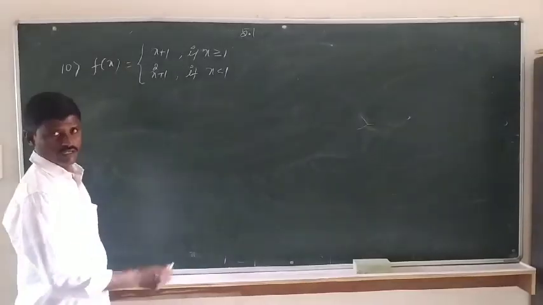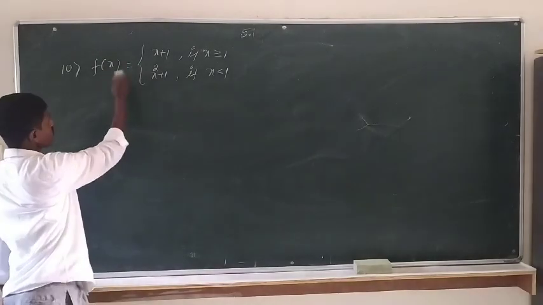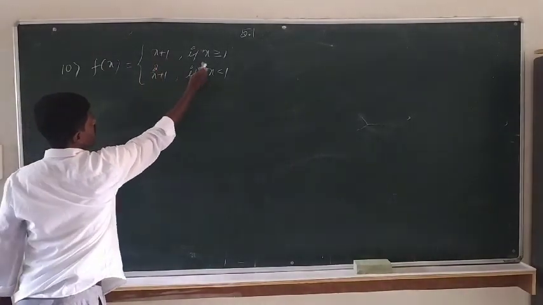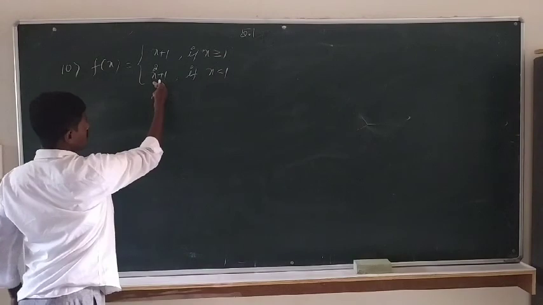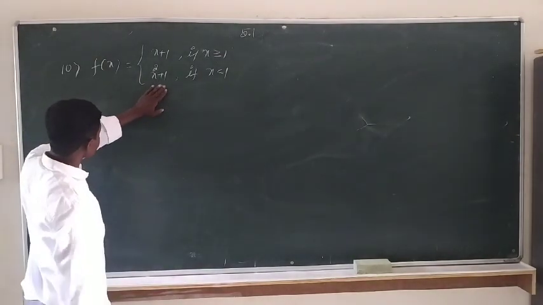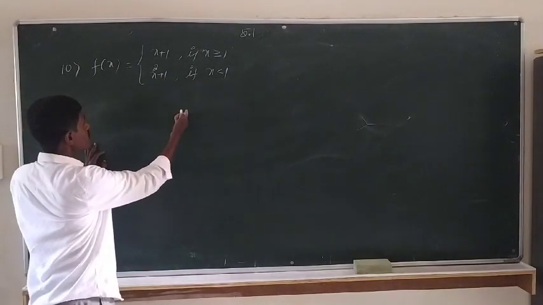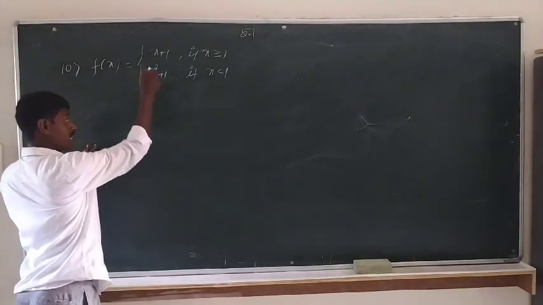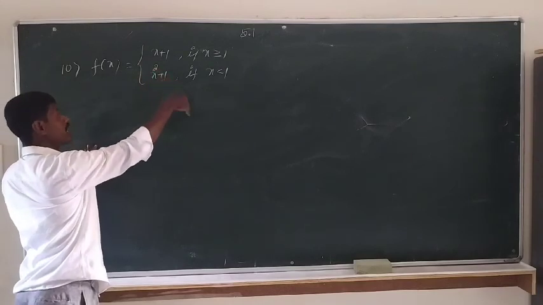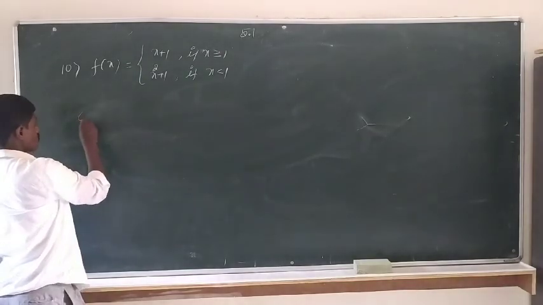Okay. So another important question of the exercise 5.1, that is the 10th one. This is f of x is equal to x plus 1 if x is greater than or equal to 1, and x square plus 1 if x is less than 1. To check the continuity of the function means to find the point of discontinuity. It means whether it has a discontinuity or a continuity. Okay, so we are checking. Let the solution begin.